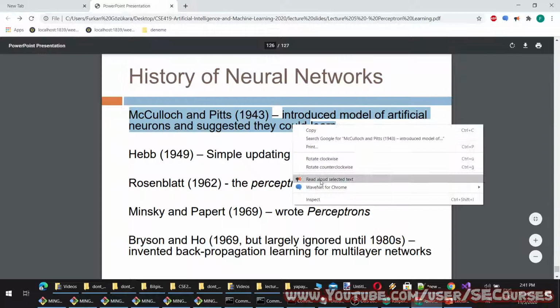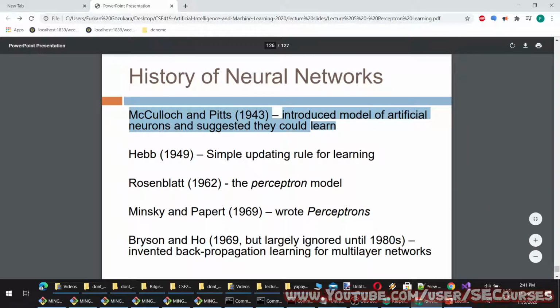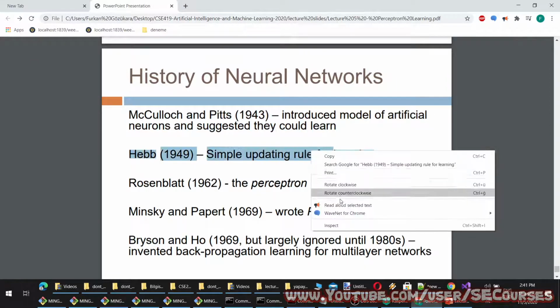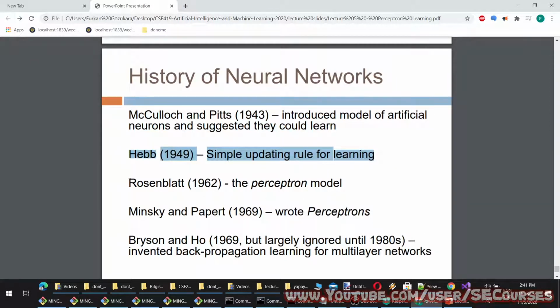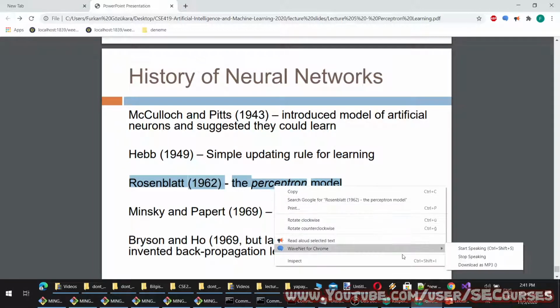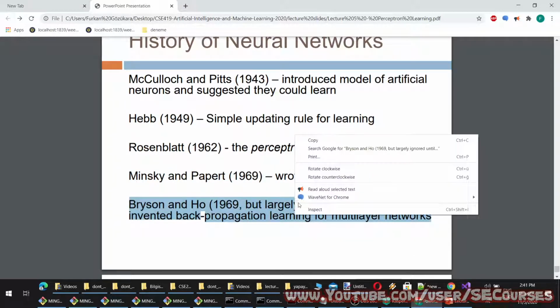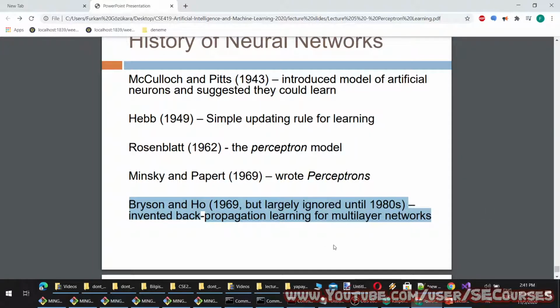History of neural networks. McCulloch and Pitts, 1943, introduced a model of artificial neurons and suggested they could learn. Hebb, 1949, a simple updating rule for learning. Rosenblatt, 1962, the perceptron model. Minsky and Papert, 1969, wrote Perceptrons. Bryson and Ho, 1969, but largely ignored until the 1980s, invented backpropagation learning for multilayer networks. So you see the history of neural networks goes back to very early times.